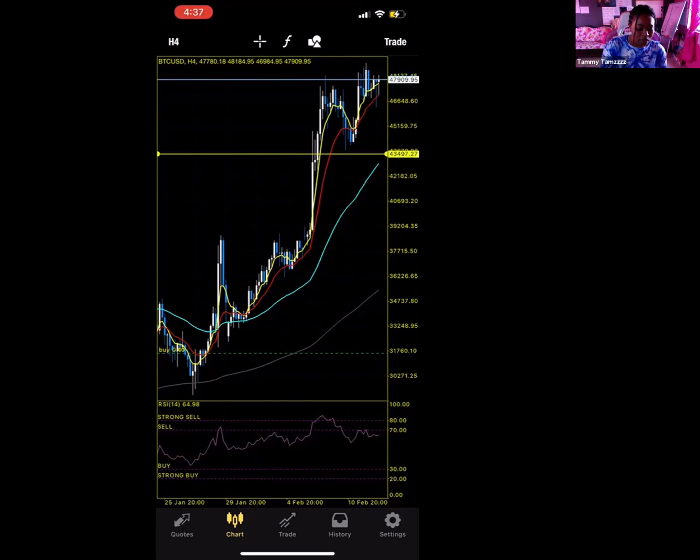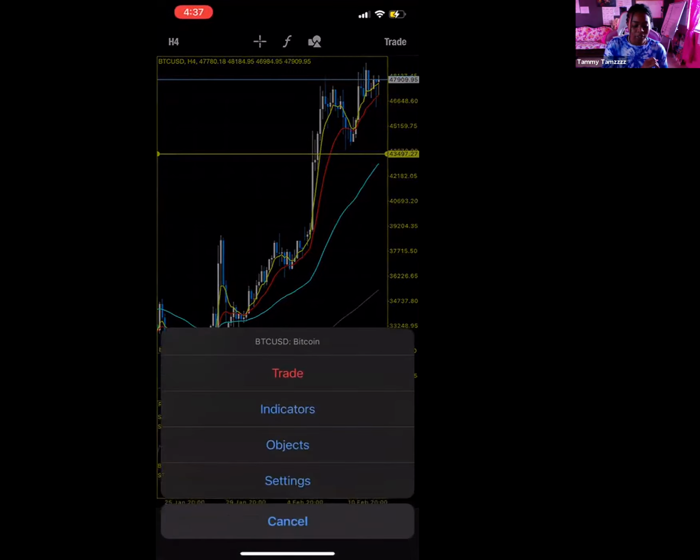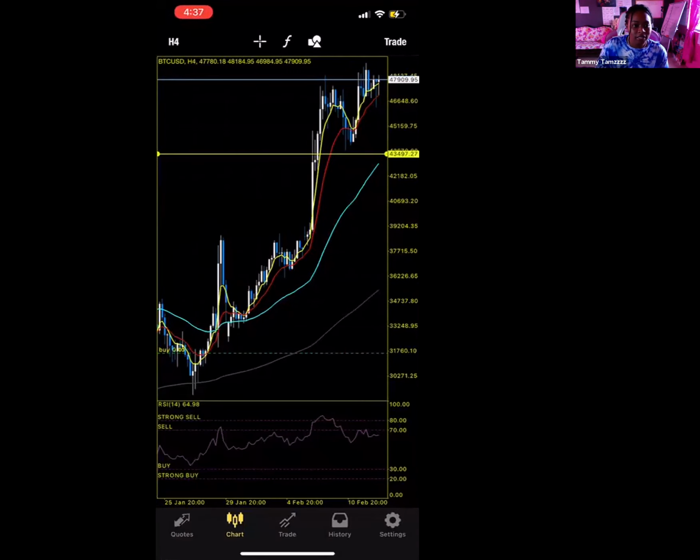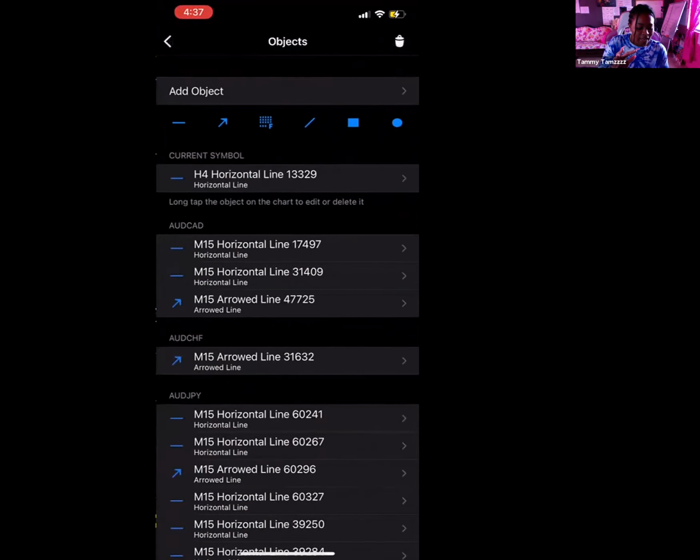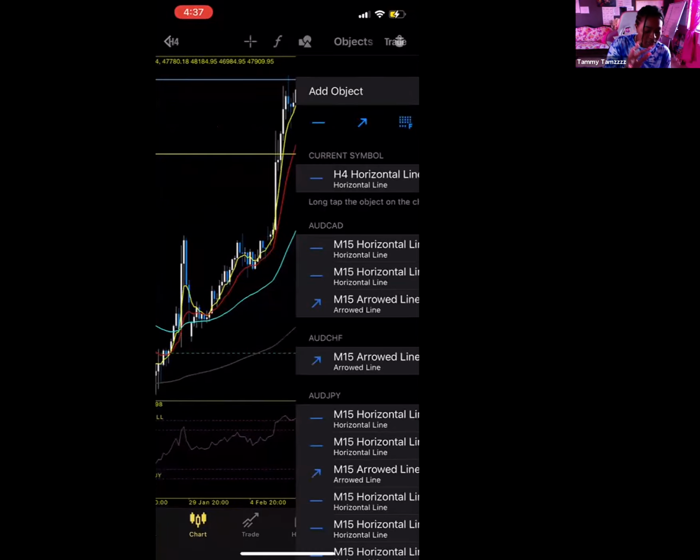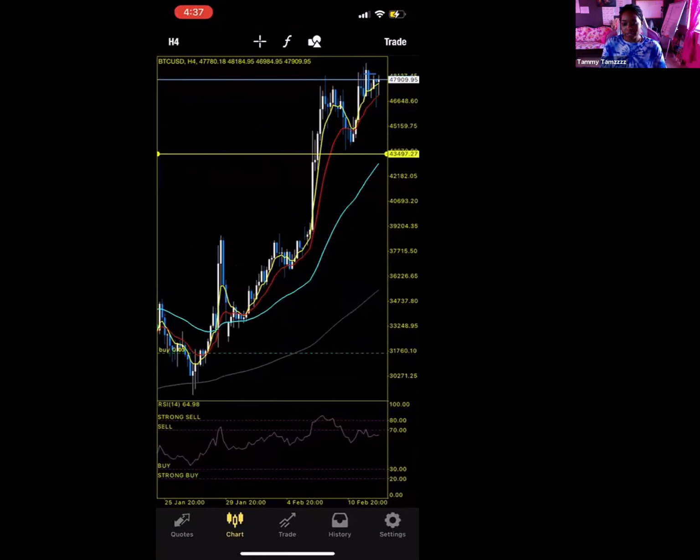How do you find this horizontal line? This works for both Android and iPhones. You can tap on your screen, or you see this right here, the circle, triangle, and square icon. If you hit that, you're going to see some objects. My favorite objects, as you can see here, I mainly use the horizontal line and the arrow. You want to click on the horizontal line, and it's going to take you back to your chart automatically.